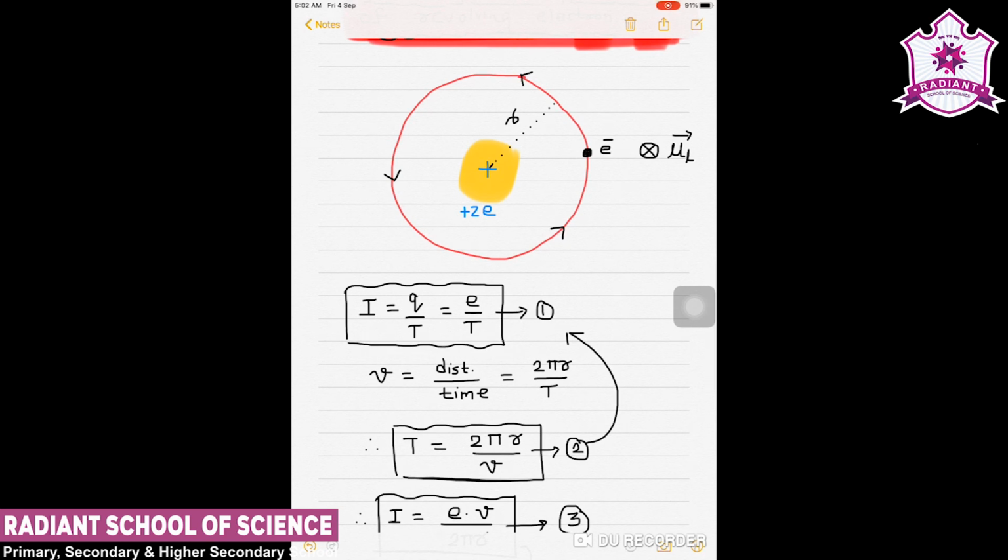Here the reason is that the electron is a negatively charged particle. So if it is moving in an anti-clockwise direction, then the current constituted due to it is considered to be opposite to the motion of the electron. So for the consideration of current, we can suppose that the current is in the clockwise direction.